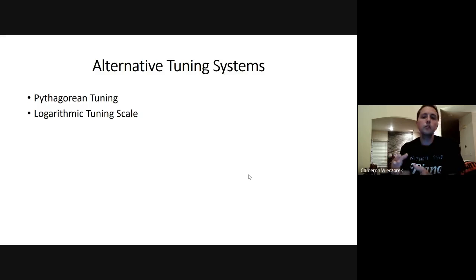Okay, so the last thing I want to do is just talk about a couple alternative tuning systems that don't use equal temperament, but still try to adjust as needed. The first one is what's called Pythagorean tuning, and the second one is what's called logarithmic tuning. So I want to start with Pythagorean tuning.